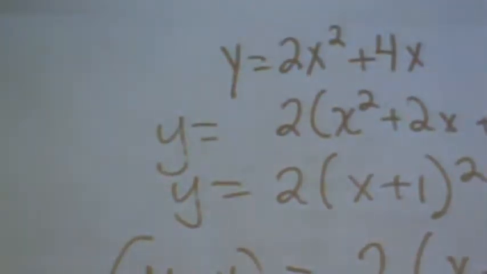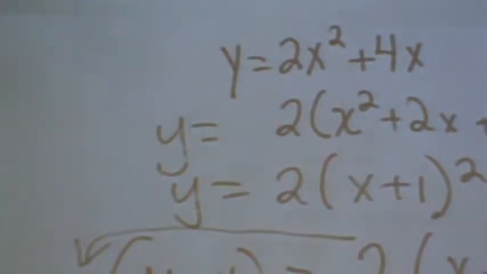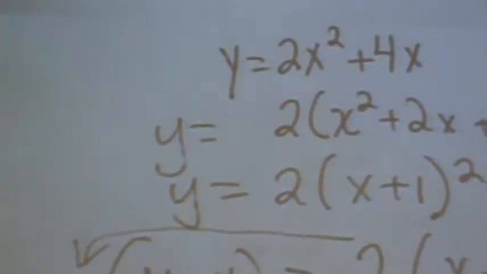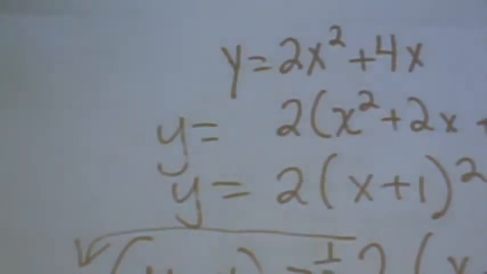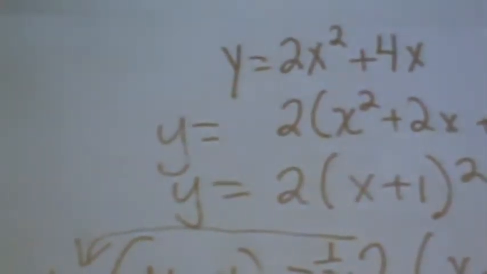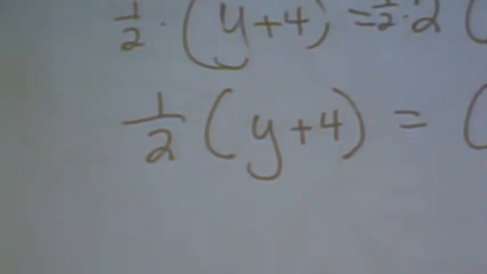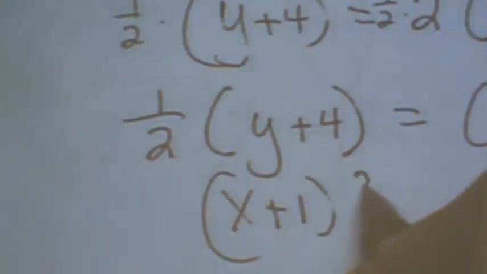Now the other thing is that I don't want this number here. I want it to swing over here. And actually I want to reverse these too. Does that make sense? So how do you get rid of this 2? If I multiply by a half, I'm going to multiply that by a half. And then I can say 1/2 times y plus 4 equals x plus 1 squared. Now if you reverse this, you have your x plus 1 on this side.